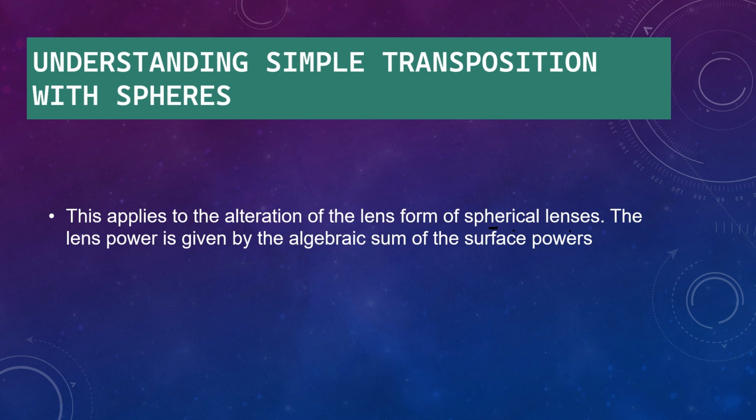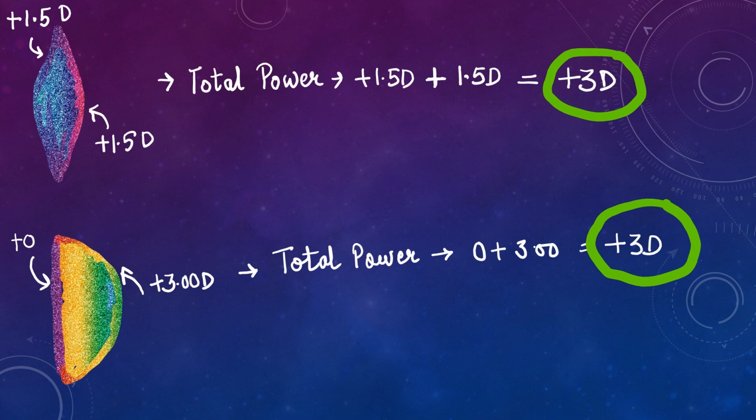Here this applies to altering the form of spherical lenses. The lens power is given by the algebraic sum of the surface powers, as I told you. The first and second pictures are examples of what I already mentioned. The first one is a biconvex lens and still the power is plus 3. The second picture is a planar convex lens, but the total power is again plus 3. That means you can have lenses in two different forms and both of them will give you plus 3.